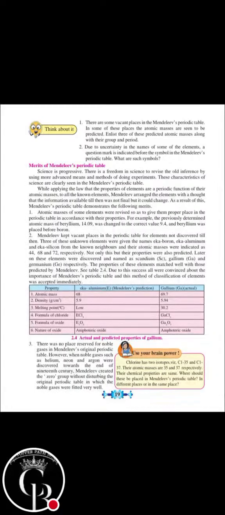Next, we see the merits of Mendeleev's periodic table. First, to give the proper place in the periodic table, atomic masses of some elements were corrected in accordance with their properties. For example, the previously determined atomic mass of beryllium, 14.09, was changed to the correct value 9.4, and beryllium was placed before boron.